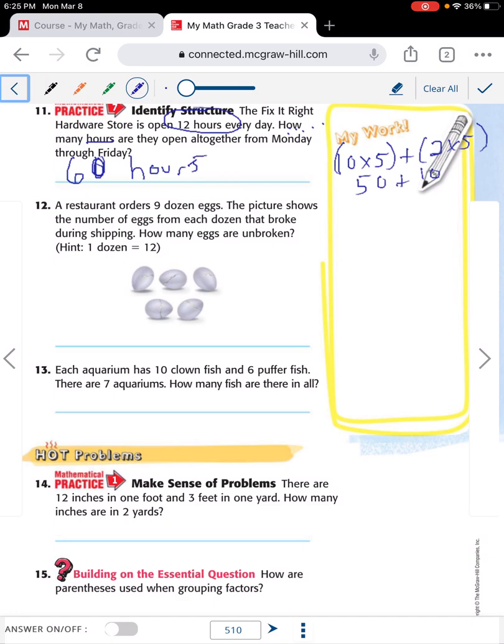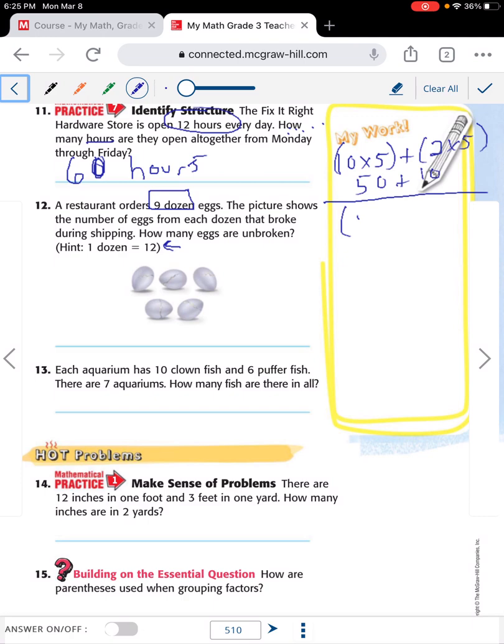This next one's a doozy. Number 12 says, a restaurant orders 9 dozen eggs. 9 dozen, and a dozen equals 12. So 9 times 12 is the total eggs that they have. So we have 9 times 12.